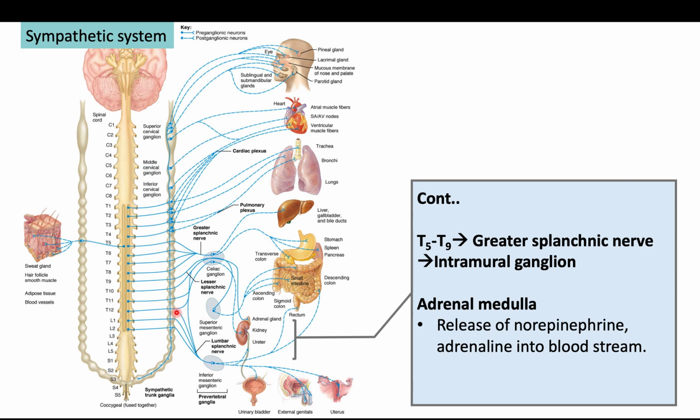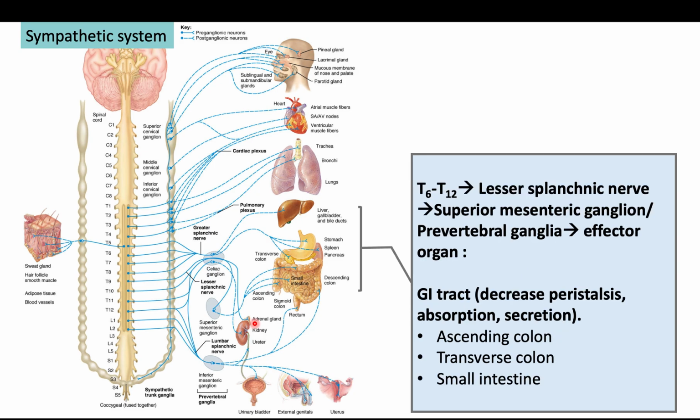If you look here, it goes straight, it passes through here, and goes straight to the adrenal medulla. There is no second order neuron on it.